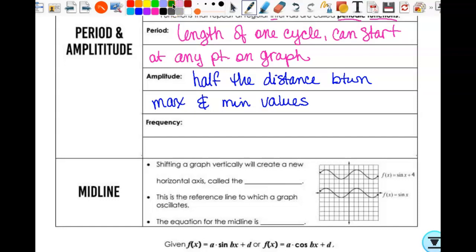Okay, frequency. Frequency and period are very much related to each other. The period is how long it takes to complete one cycle. The frequency is how many cycles do you get in 2 pi units in the parent function period. And they're used for different things. So this is just the number of cycles in 2 pi units.